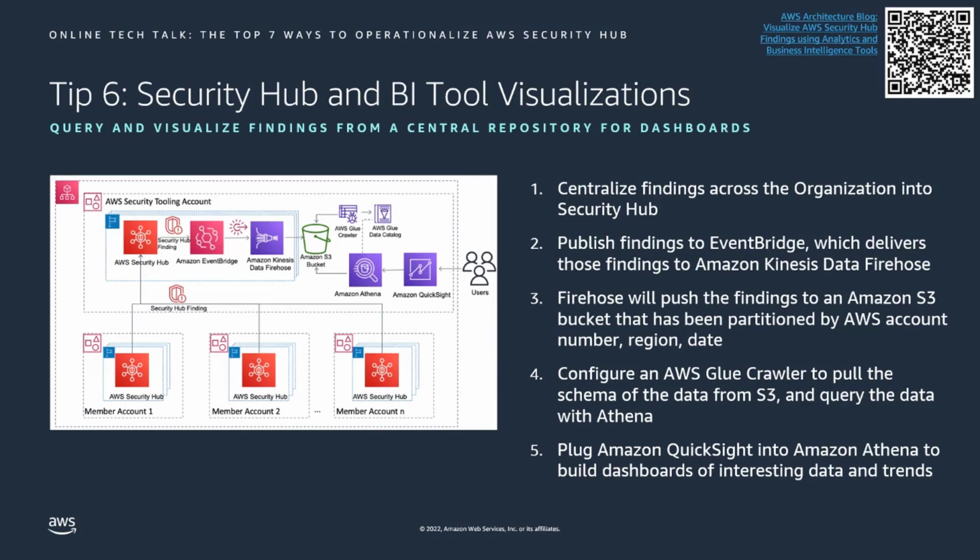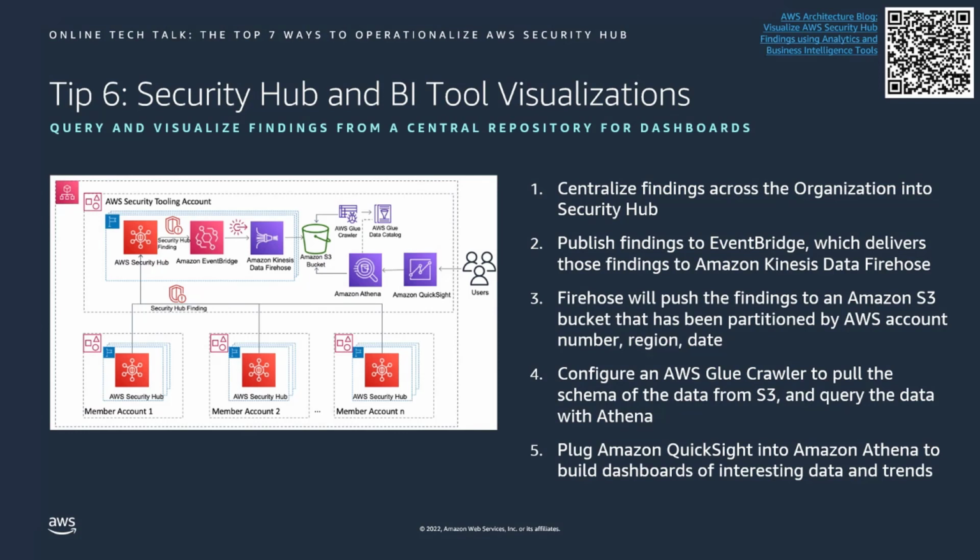If you happen to have multiple AWS regions, you can create multiple Firehoses to consolidate those findings into a single regional S3 bucket. Your S3 bucket will want to be partitioned. You want to partition, for example, based off of AWS account number, region, perhaps the date and time. And then on the other side of the bucket, you'll create an AWS Glue crawler. And so this Glue crawler will pull the metadata and the schema from the data in the S3 bucket.